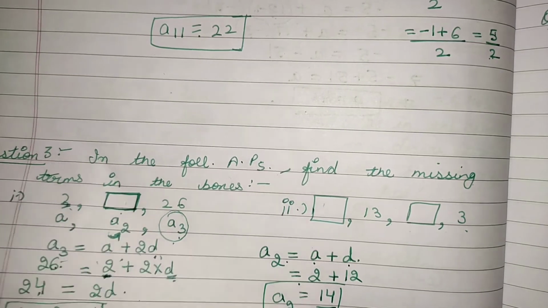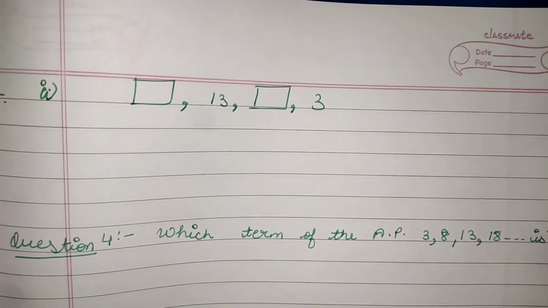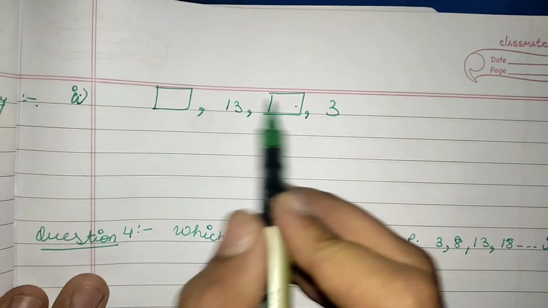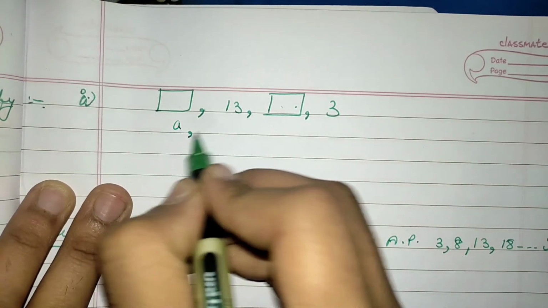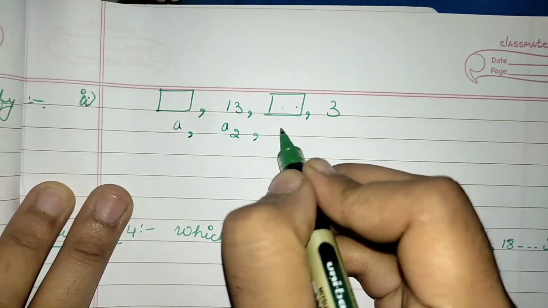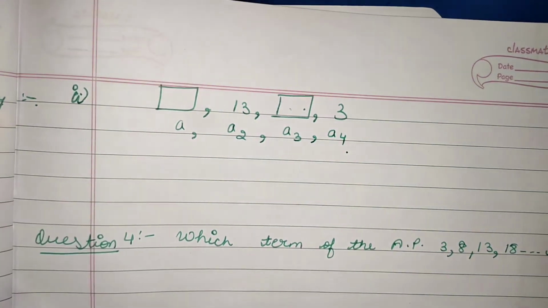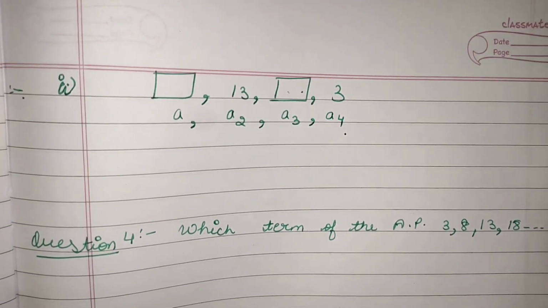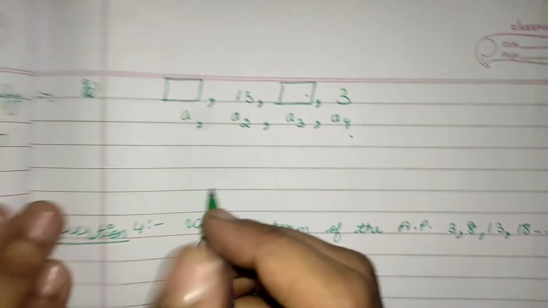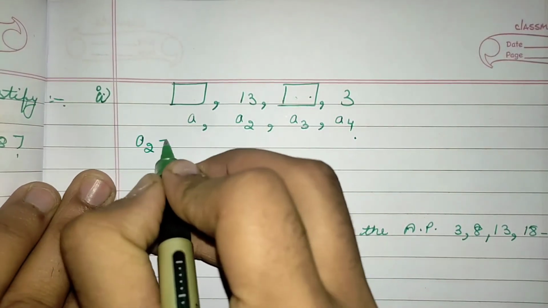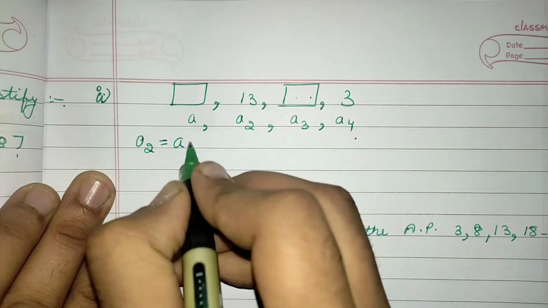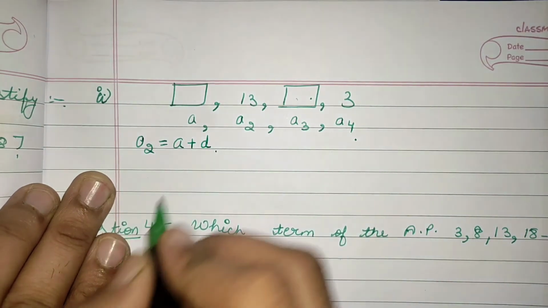Similarly for the second part, you have to find two values. You have to find your first value, and the second value is given to you. You also have to find your third value, and the fourth value is also given to you. So now what you will do is use the two equations to find the common difference, which is a plus d.